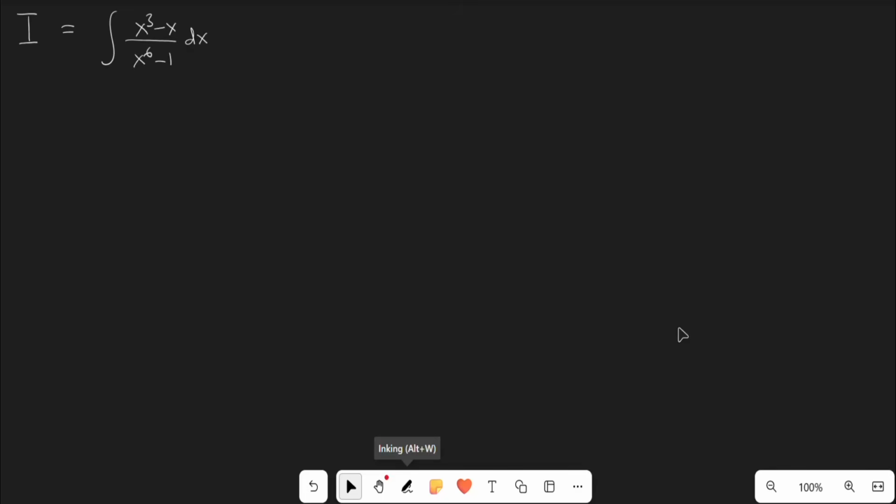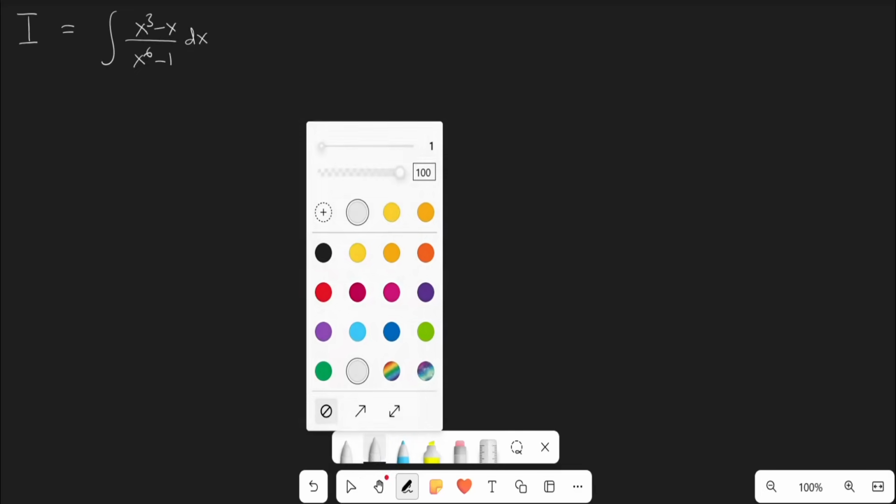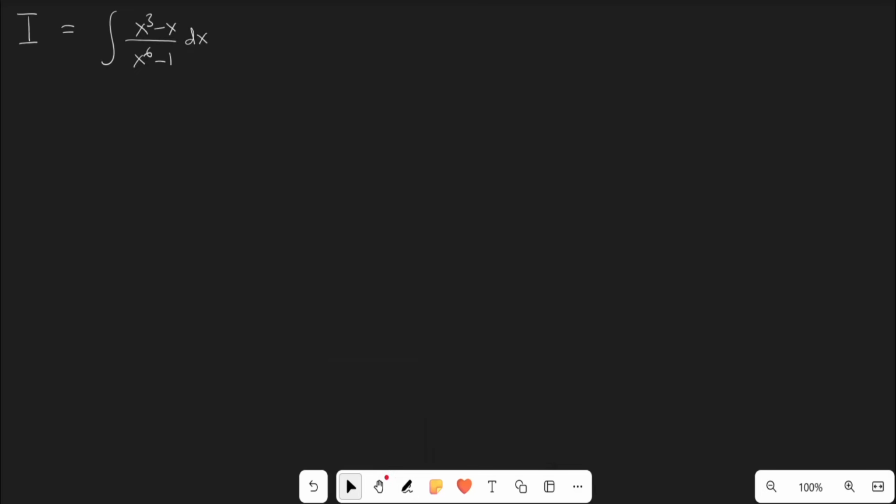In this video, we evaluate this indefinite integral of x to the third minus x all divided by x to the 6 minus 1. So let's start off by breaking down the denominator to see what the denominator really is. So the denominator is x to the 6 minus 1, right? So we are going to do a polynomial long division here.